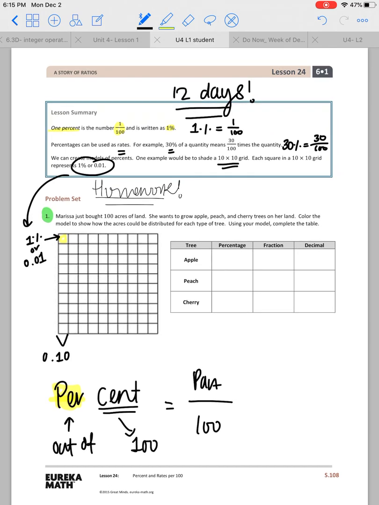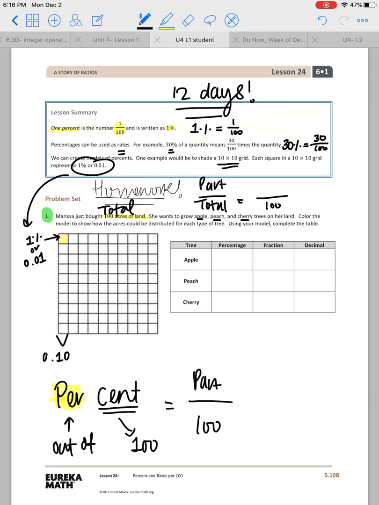So let's go ahead and look at this first example, and I'm going to guide you through what you're going to do. It says Marisa just bought 100 acres of land. So if you notice, 100 is the total. This is your grand total. So again, it should ring a bell that it's going to be a part out of the total. So I have part out of total, and I know that that's going to be 100. And then it says she wants to grow apples, peaches, and cherry trees on her land. Color the model to show how the acres could be distributed for each type of tree. Using your model, complete the table.